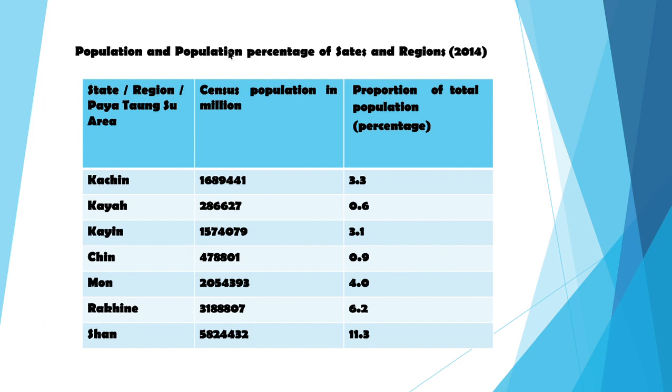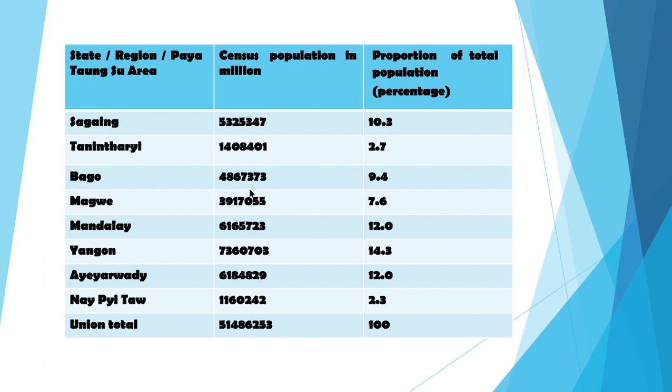So here is the population and population percentage of states and regions. Sorry for the error right here, it's a typo. I will not be reading this anymore because, as you can see in this table, there are a lot of states and a lot of numbers to read. So here is the table of the population and the percentage of population, and you can read it yourself by pausing the video.